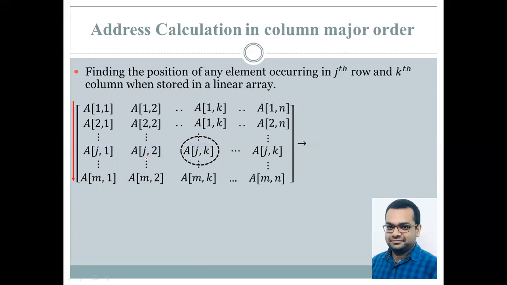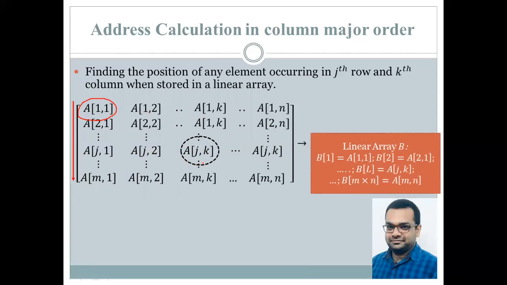Now as we know, the column major order progresses starting from the first element and the progress goes downwards till we have scanned all the elements in one column. Then we switch to the next column and so on. So before reaching ajk, we would have gone through k minus 1 columns and some elements in the jth row.